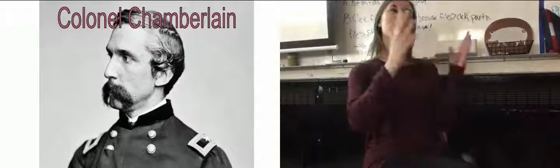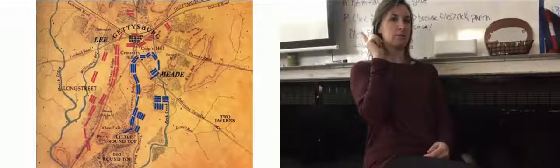Now, what happens is that on the second day, this is what it looks like. If you see, this is like a fish hook. If you've ever heard of the fish hook, that's what you're looking at right here. This is the Union Army. These are the Confederates. Right here used to be controlled by the Confederate Army.